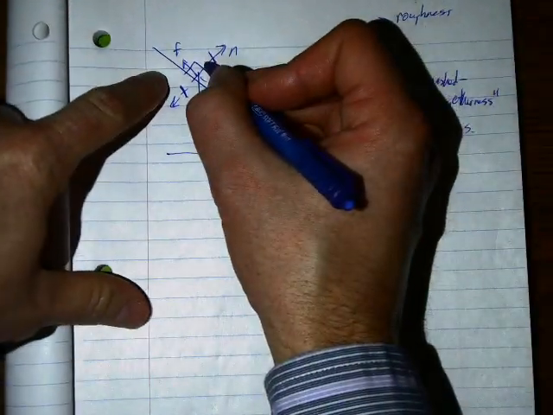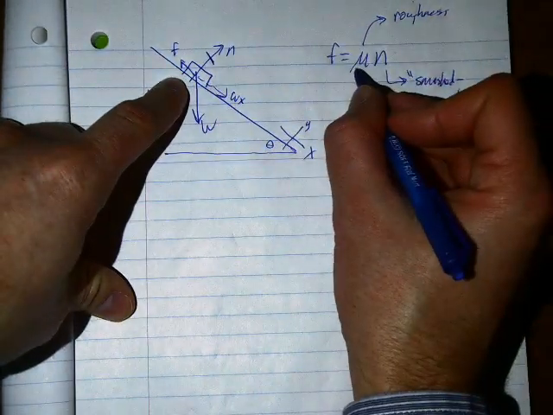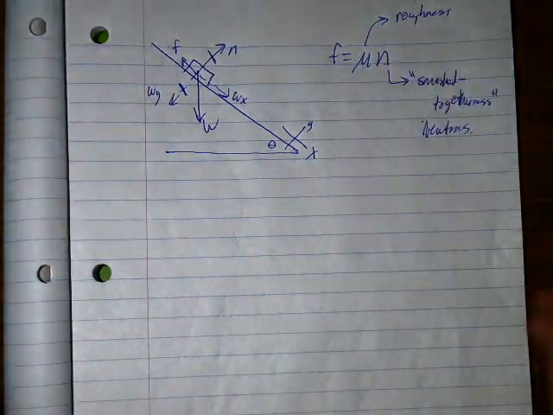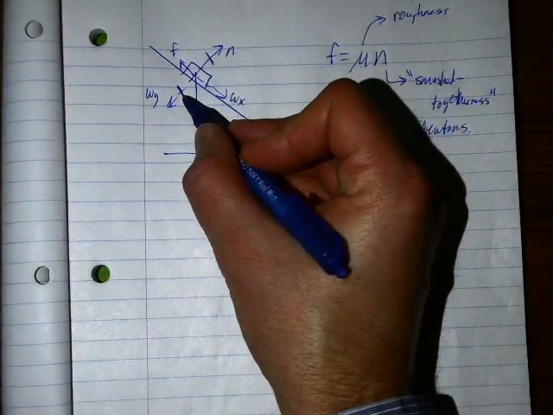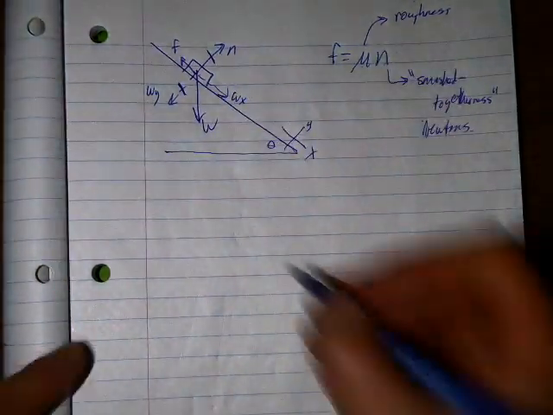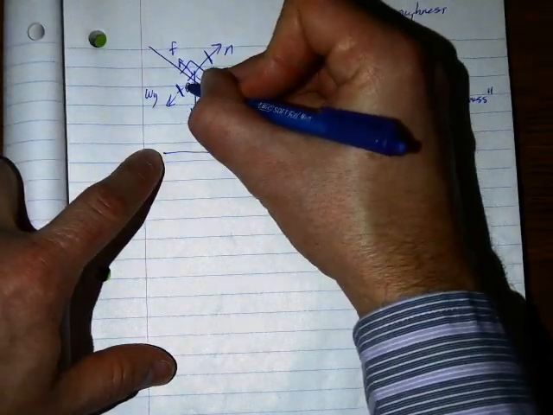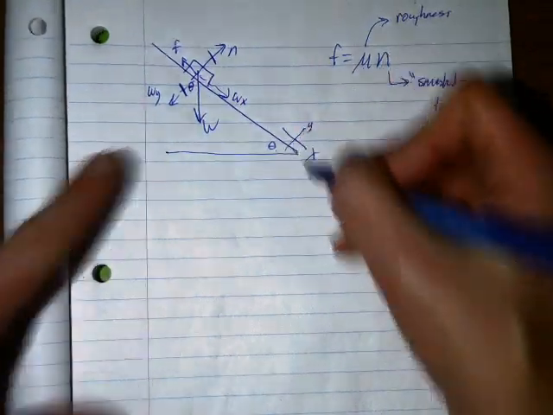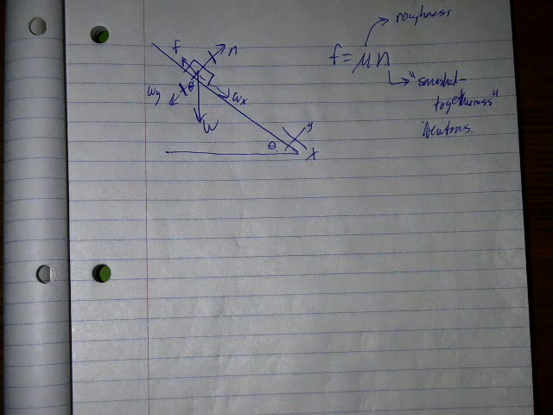So then in this problem, we could figure out friction just by using this and using that. Normal force would have to be equal to the weight in the y. We'd use sine and cosine. This angle up here is the same as that angle down there, which is usually a tricky part for people.